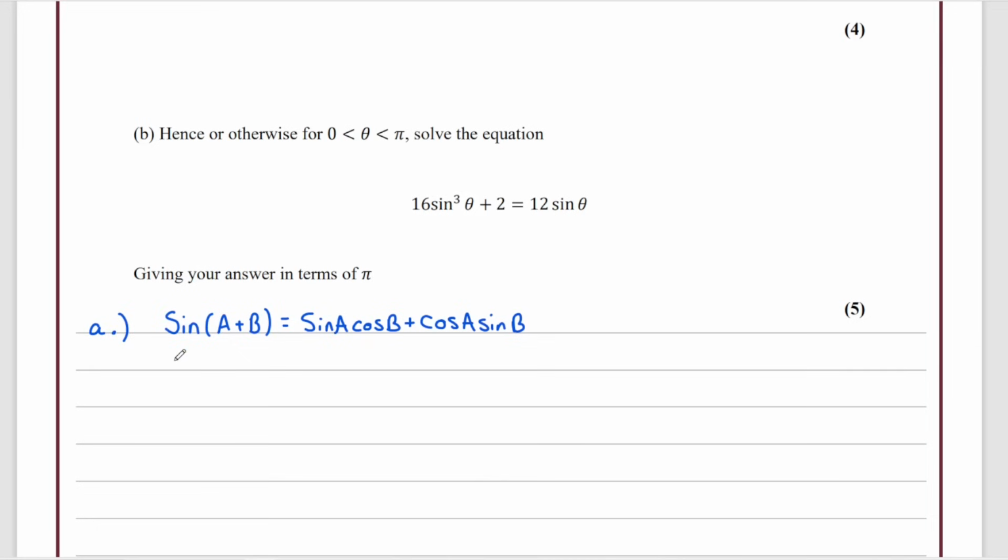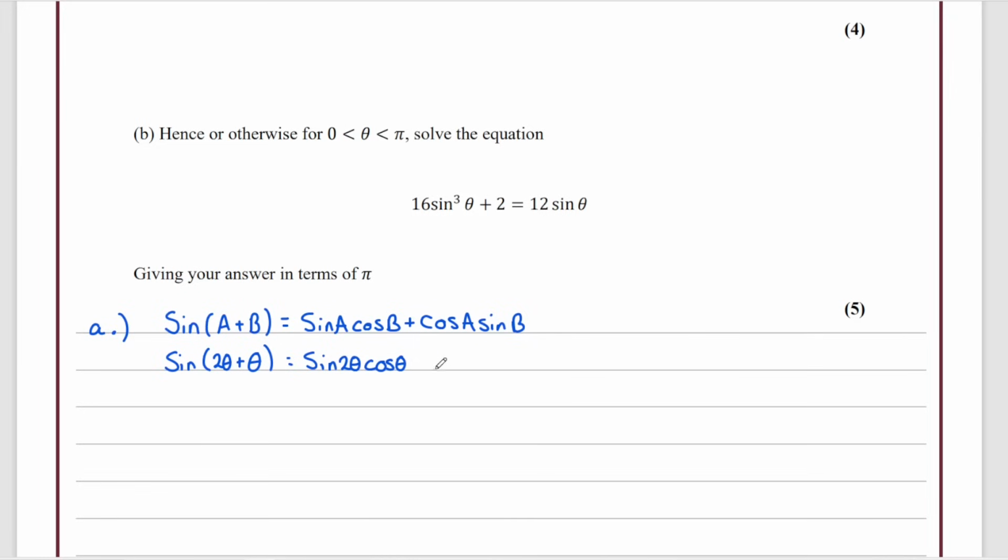Okay. Now, what we want here is sine 3 theta. So what I can do then is replace a with 2 theta. Replace b with theta. So we've got sine of 2 theta plus theta. Obviously that would simplify to give us sine 3 theta. But what I can do now is replace the a here with 2 theta and the b's here with theta. So what we've got then is sine 2 theta cos theta.